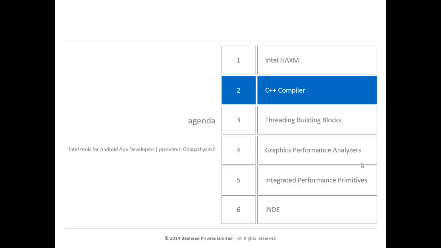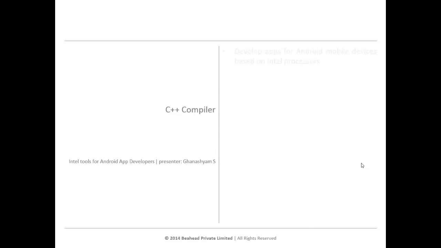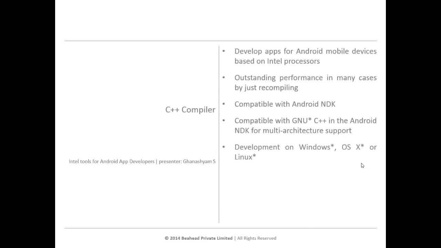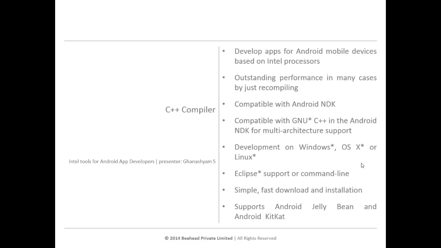Next, we will talk about the C++ compiler. Intel provides the C++ compiler which helps developers to develop apps for Android mobile devices based on Intel processors. By just recompiling your NDK application using the Intel C++ compiler, you can get outstanding performance in many cases. Also, it is compatible with GNU C++, which helps in developing applications targeting multiple architectures. The development platform can be Windows, Mac OS or Linux.